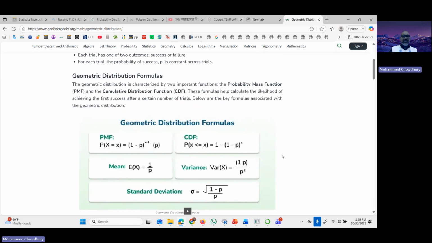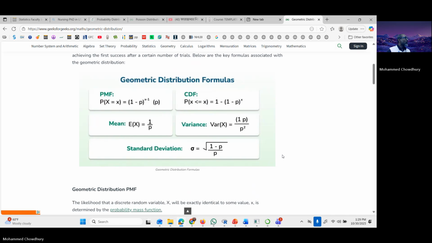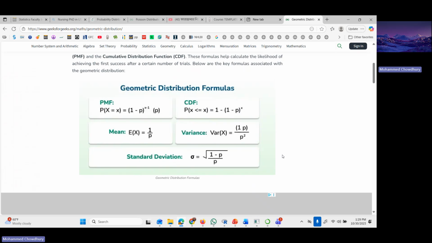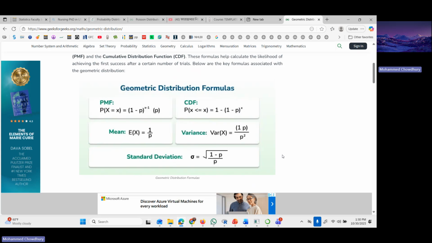How do you know a problem is a problem of geometric distribution? Yes, what? Yeah, during the exam you are allowed to use R.